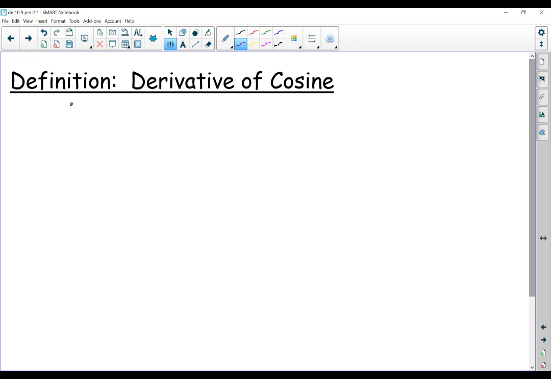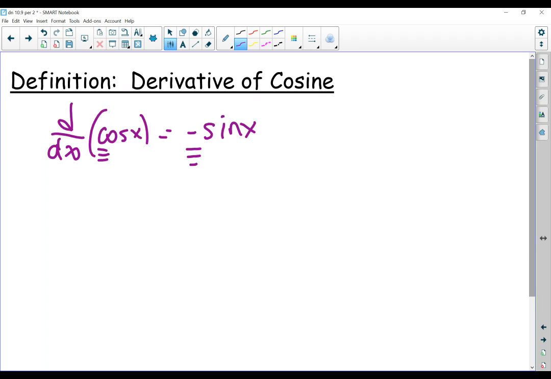Okay, the derivative of cosine is actually negative sine x. So sine goes to cosine, cosine goes to negative sine. One thing I'm going to tell you is that if the function starts with the letter C, the derivative function is always a negative. And that comes in the proof, yes.